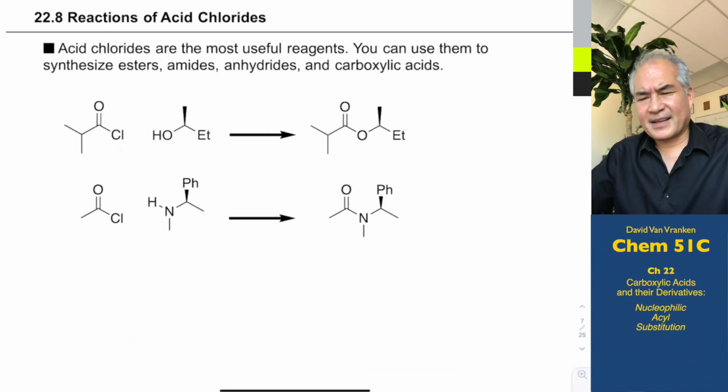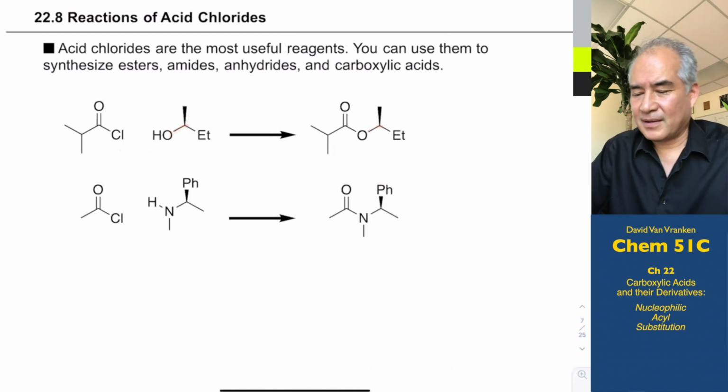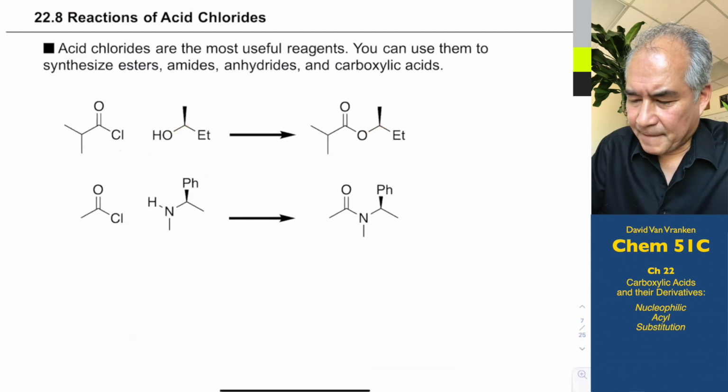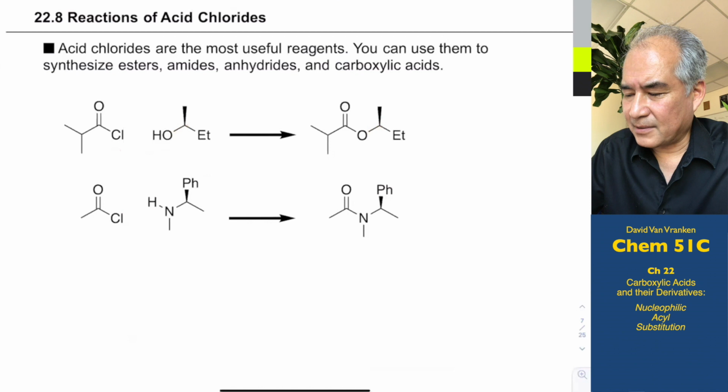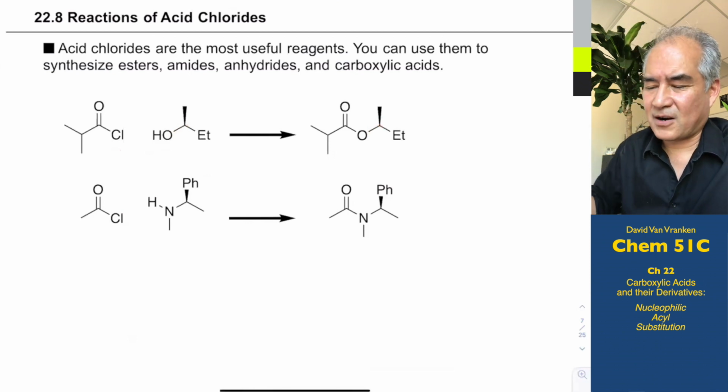And I made the alcohol chiral over here at this center just to show that you're not breaking or forming bonds. That bond doesn't break or form. So if you start off with, in this case, an S stereogenic center, then we're going to have an S stereogenic center in the product because you don't break any bonds to that carbon atom.